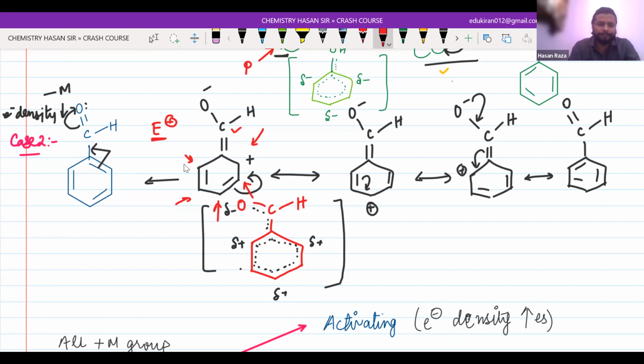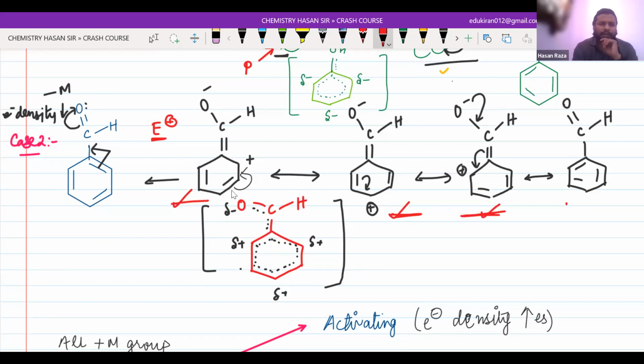Can anyone tell me? Yes or no? Para. What I want to ask is, what do you think about the attacking of this electrophile in all these three?